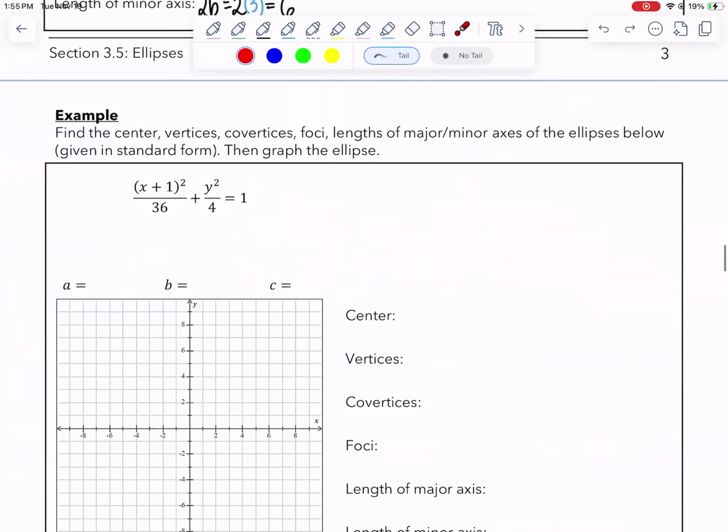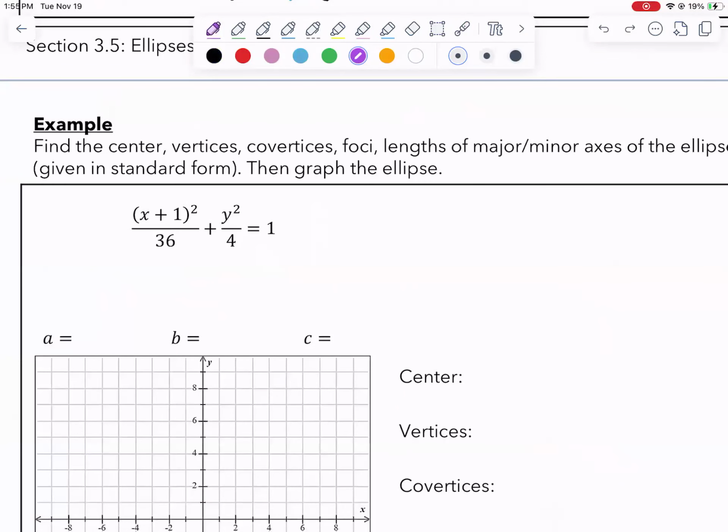All right. Find the center, vertices, covertices, foci, and lengths of the major and minor axes of the ellipse below given in standard form, then graph it. We'll start with getting that center. So the h value, the opposite sign, h is -1. There is no minus sign here, so that means k is 0. That means our center is at -1, 0.